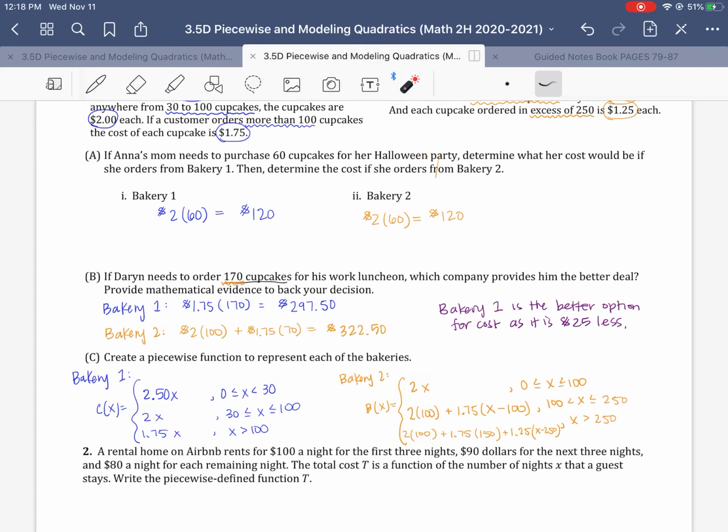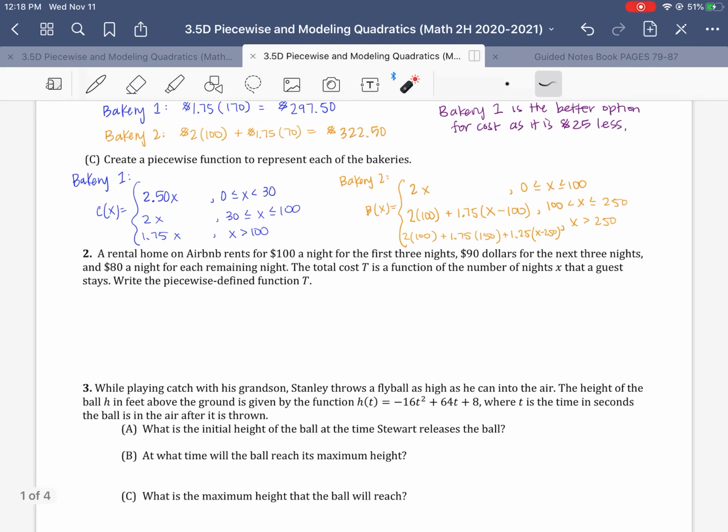We're going to look at one more piecewise, just as an example. And I've given you a couple piecewise functions as well on the partial key. So if you look at, let's say, the next one, this has a rental home on Airbnb that rents for $100 a night for the first 3 nights. So if you stay 3 nights, you're going to be paying $100 for each of those nights. Then $90 for the next 3. And then each remaining night beyond that is going to be $80. The total cost T is a function of the number of nights X that a guest stays. Write a piecewise function. So we're going to have T of X here.